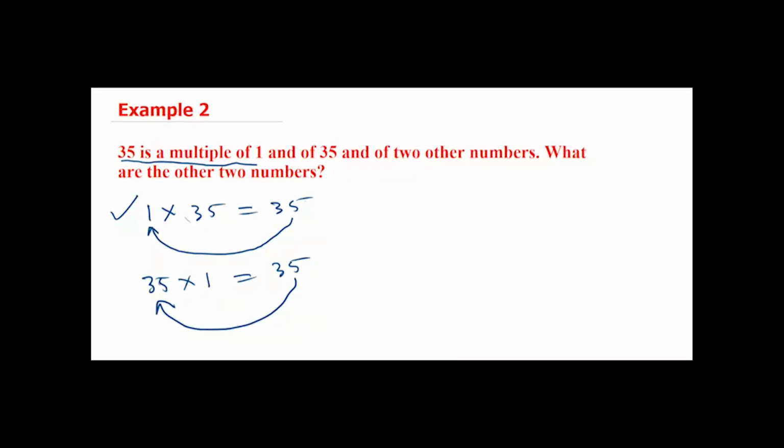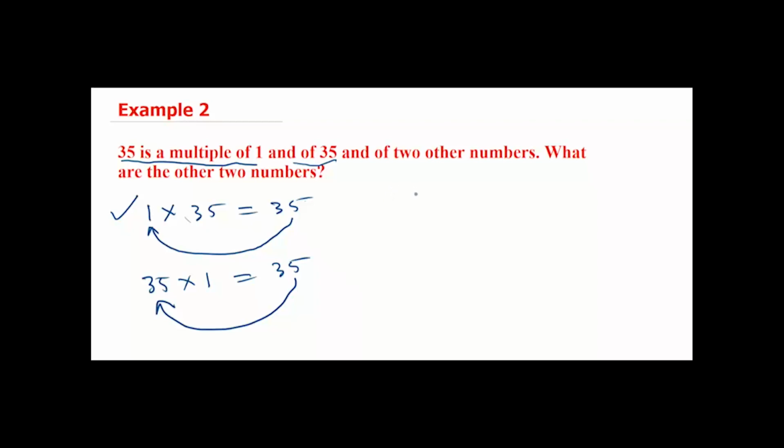So if you want to get multiples of 35, it will be 35 times 1, 35 times 2. So that means this 35 is the first multiple of itself. Okay, so now we are done with these 2 statements. So, and 2 other numbers, what are the other 2 numbers? 35 is also a multiple of 2 other numbers.